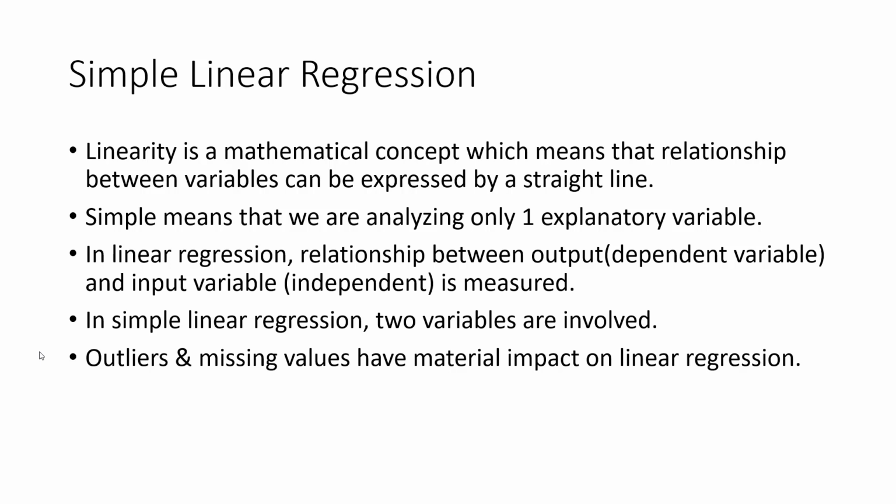For example, speed and distance. This is a very common example used in the world of machine learning to explain simple linear regression. If we increase the speed, we can cover more distance in a given time. In 1 hour, if we are driving at a speed of 50 miles or 50 kilometers per hour, and if we increase the speed to 80 miles or 80 kilometers per hour, we are going to cover more distance in 1 hour, keeping the time constant.